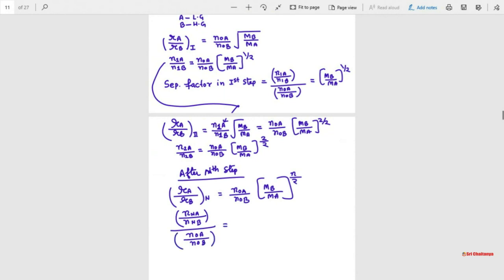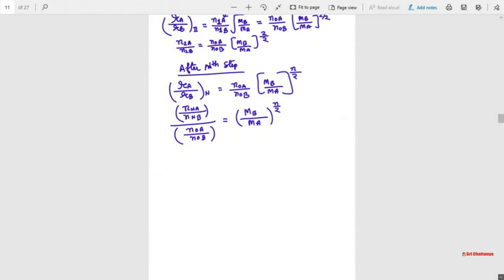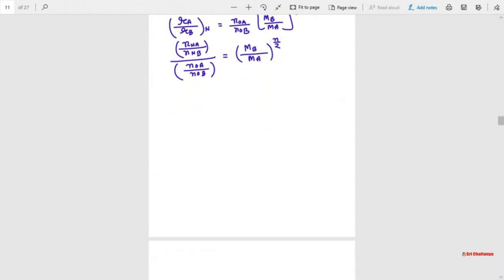So that is equal to molar mass of B upon molar mass of A, to the power number of steps divided by 2. This is the mole ratio of A and B after the nth step, and this is the initial number of moles ratio.